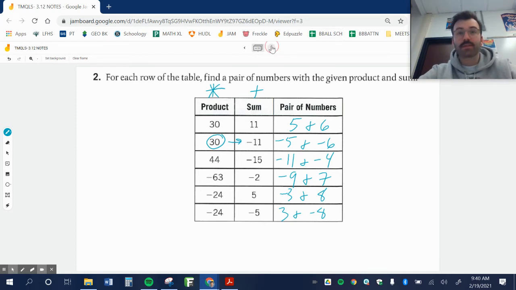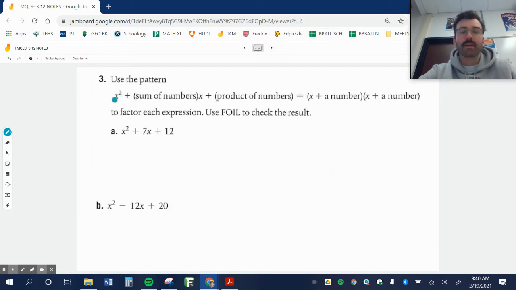So what they want us to do is, it says, use the pattern x squared plus a sum of numbers plus the product of numbers equals x plus number times x plus number to factor the expression. That doesn't really help us at all. All these words don't really help us. They're just saying, hey, factor this expression.